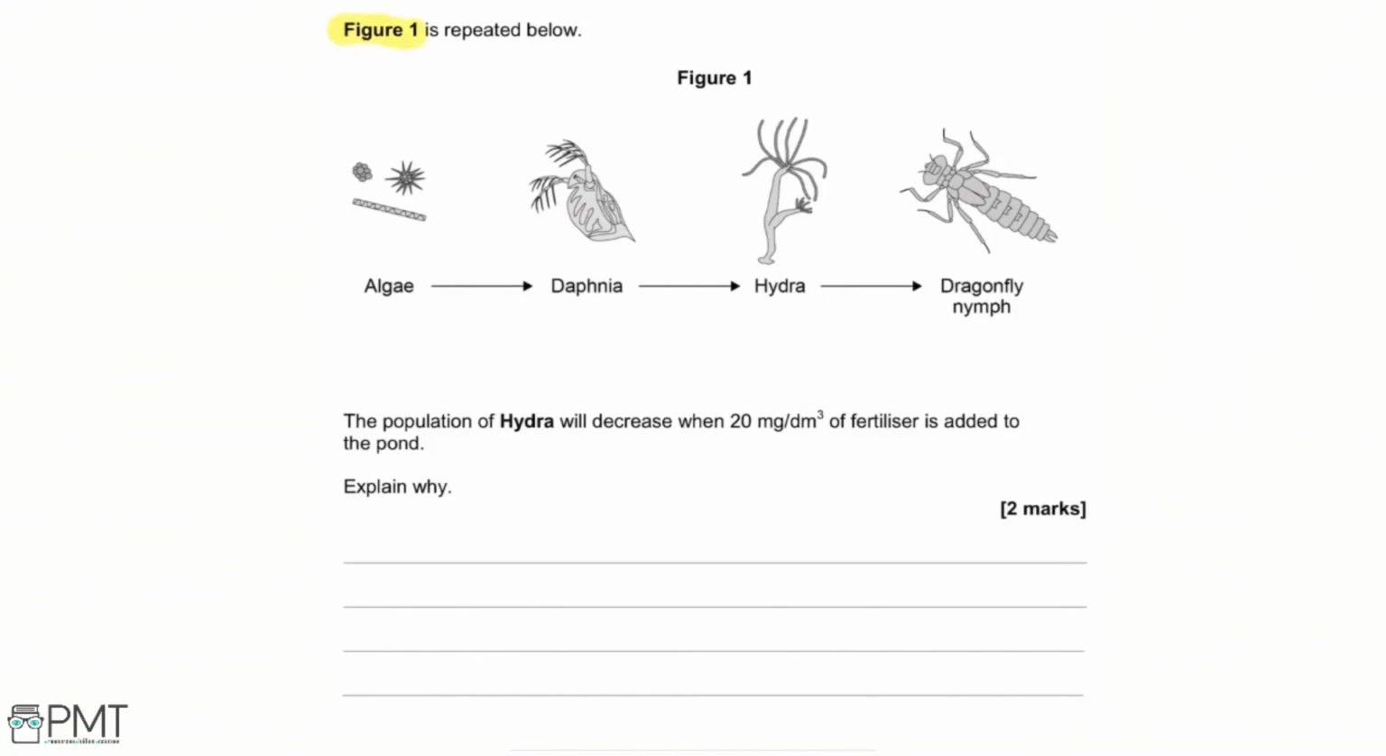Figure 1 is repeated below. So here we have figure 1, and we've got the food chain from earlier, the algae, the Daphnia, the hydra and the dragonfly nymph. And it says the population of hydra will decrease when 20 milligrams per decimetre cubed of fertiliser is added to the pond. Explain why.